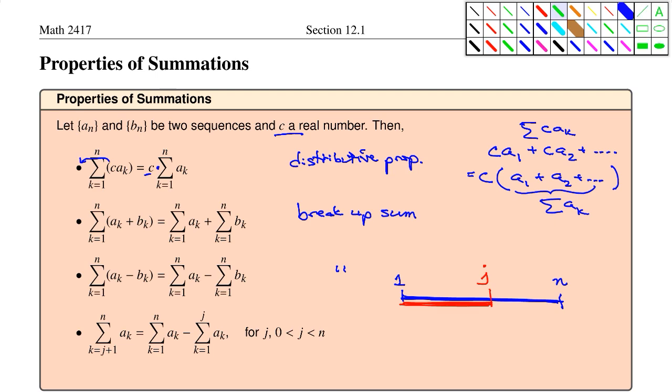And then that should be equal to the sum of the a sub k's from j plus 1 to n, which is essentially just the rest of this. Here's j plus 1 here, and it goes up to the rest of this. So what it's essentially saying is that you can find this sum here by taking the entire sum and removing this front piece.